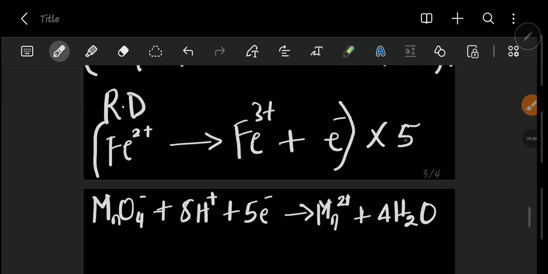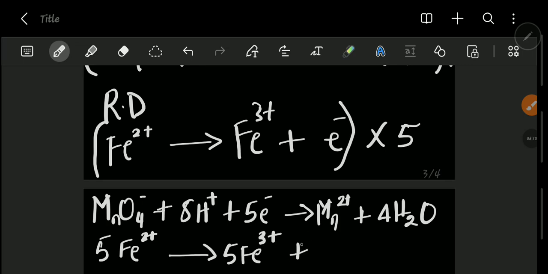And then for the second one, I'm using 5 to multiply. So this 5 is going to multiply the molecule here. So 5 times 1 is going to give me 5 Fe2 pluses, right? And then that's equal to 5 times Fe3 plus is going to give me 5 Fe3 pluses, then plus 5 times 1 electron is going to give me 5 electrons. Are you seeing that? So now I've achieved it. I've made both equation 1 and equation 2 have the same electrons.